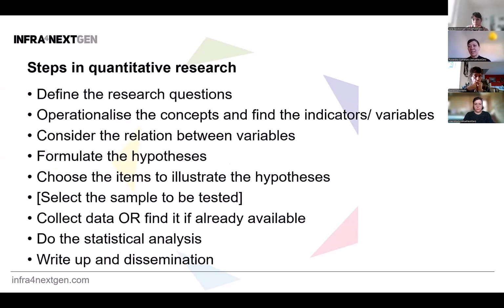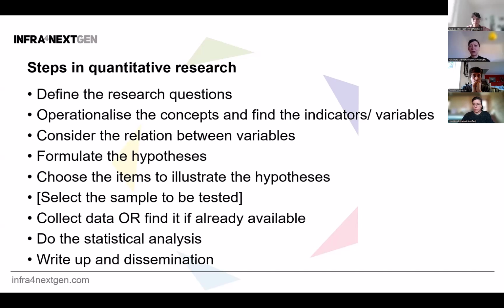So here's a list of the different steps that we take in quantitative research. We start with defining the research questions, and then we operationalize the concepts and try to find the indicators or the variables that will help us answer those research questions. We have to think about variables as dependent, independent, or control variables. We consider the relationship between these variables and how they might work together, and we formulate our hypothesis. I'll talk a little bit more about this in a second.